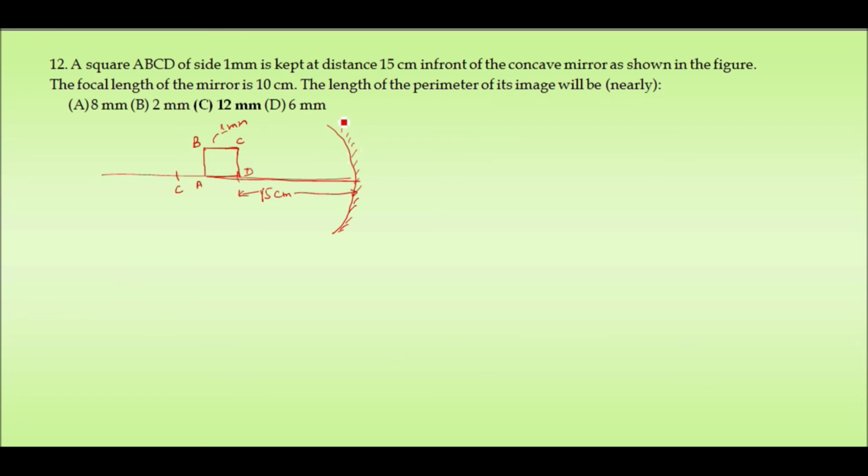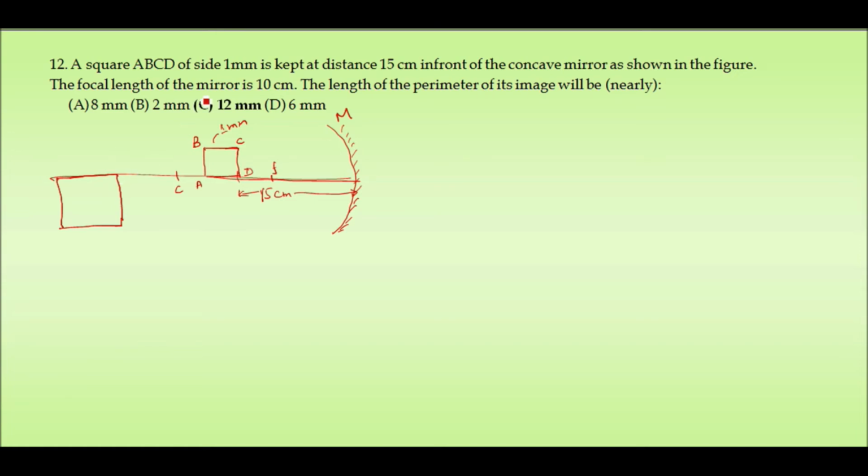Now this is the concave mirror M, and you see that a square ABCD having side 1 mm is kept. So this is the focal length F, which is 10 centimeter, and clearly the object is placed in between the focal length and the center of curvature. So the image will form beyond the center of curvature and it is an inverted image. So this is the image. So the image will be formed in this way.